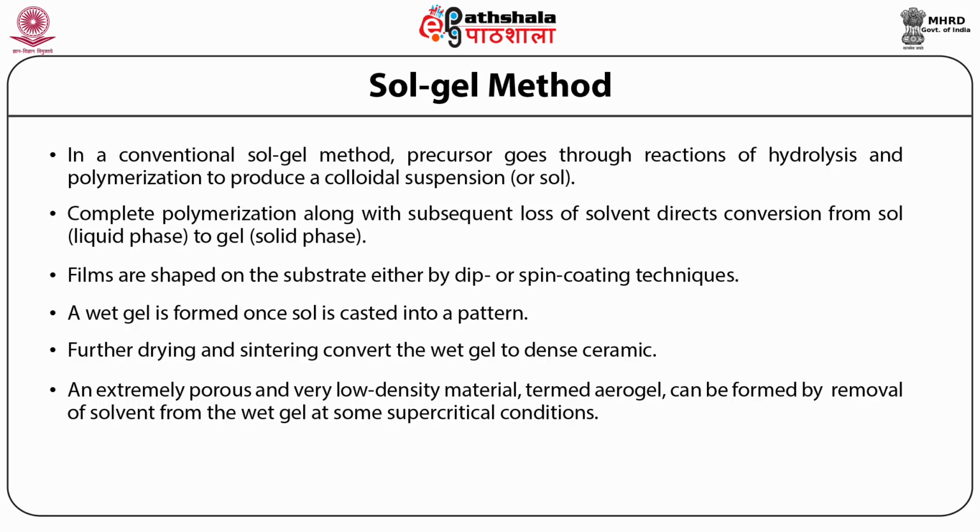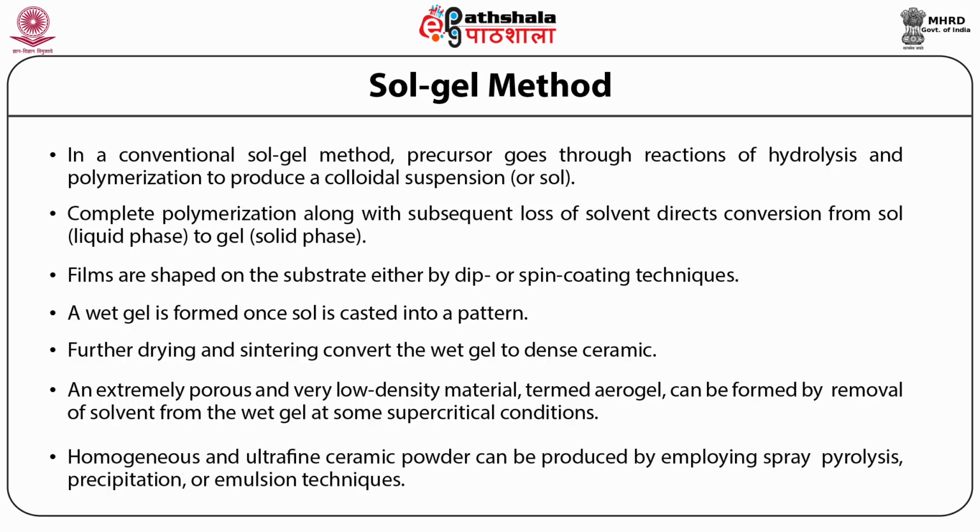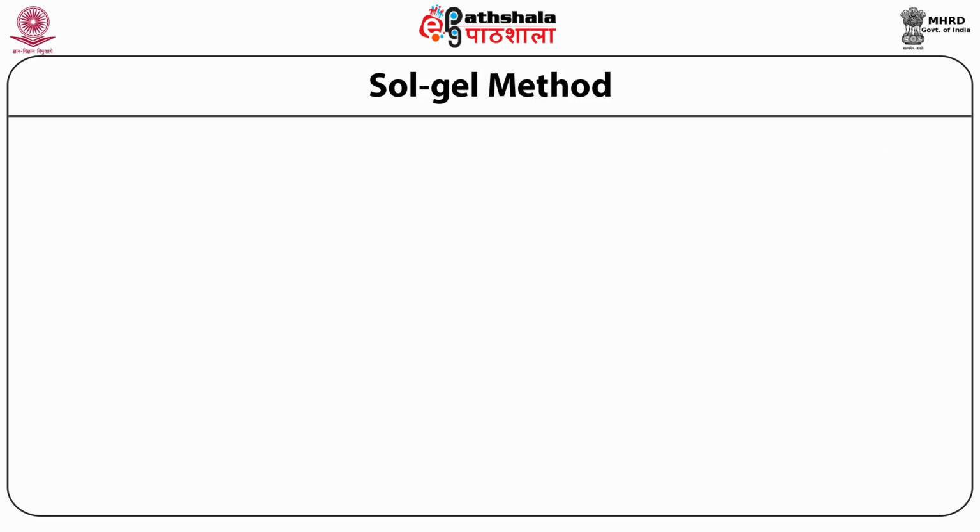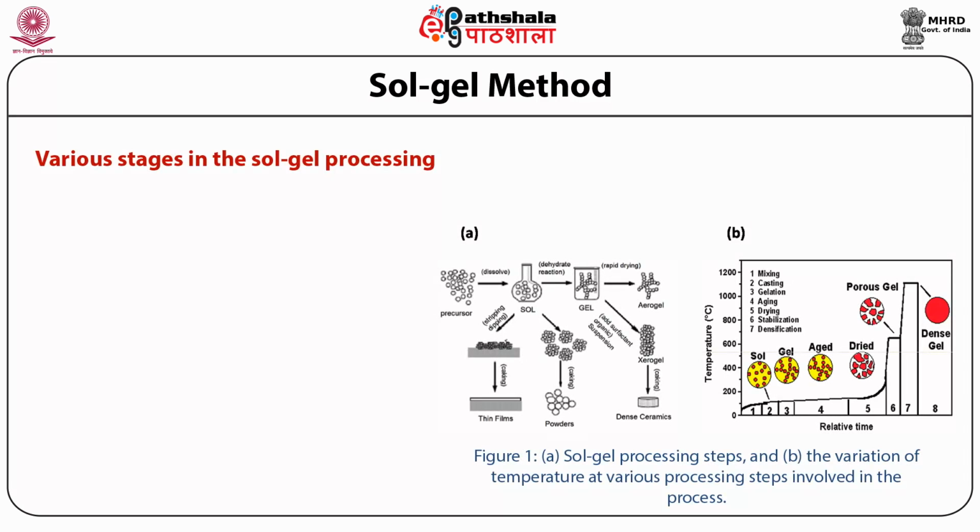Further drying and sintering convert the wet gel to dense ceramic. An extremely porous and very low density material termed aerogel can be formed by removal of solvent from the wet gel at supercritical conditions. Homogeneous and ultra-fine ceramic powder can be produced by employing spray pyrolysis, precipitation, or immersion techniques. We next elaborate the various stages in the sol-gel processing.